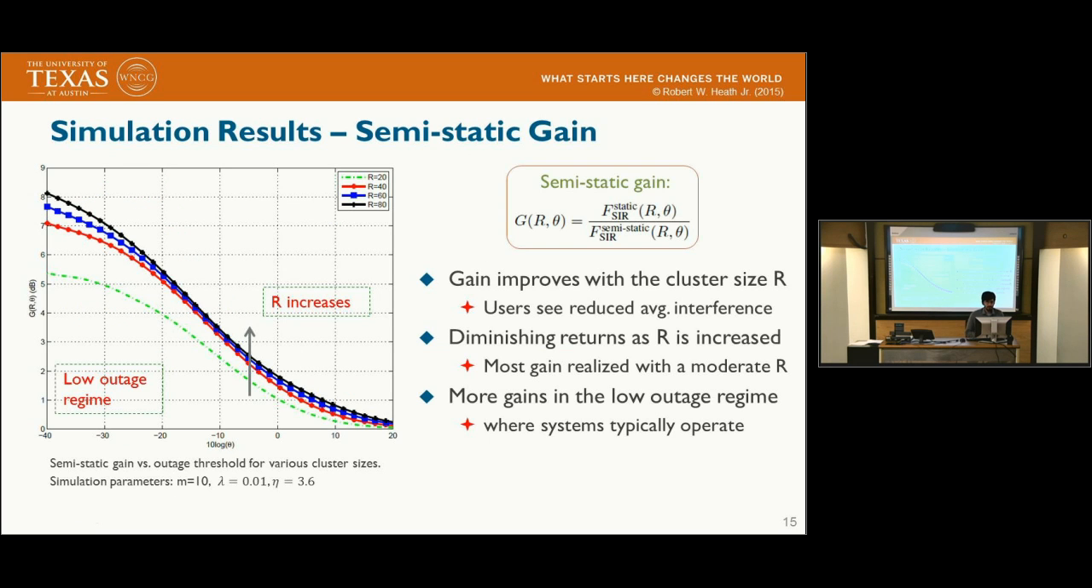So in this plot, we plot the gain due to semi-static clustering over static clustering for different cluster parameters R as a function of the outage threshold theta. So we could see that the gain improves with the cluster size. This is because the users see reduced average interference. You can also observe that the gain diminishes as R is increased, because most gain can be realized with a moderate R. And we can also observe that more gains are possible in the low outage regime, that is to say when theta is small, where most practical systems typically operate.